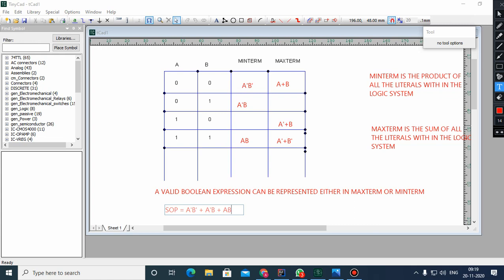Now here I am just going to write a POS expression. A POS expression is the multiplication of the maxterms, which is A plus B, A complement plus B, A complement plus B complement. This is a valid POS expression. And both the expressions are complements of each other. But here exactly it is not the complement of each other because two terms are common.